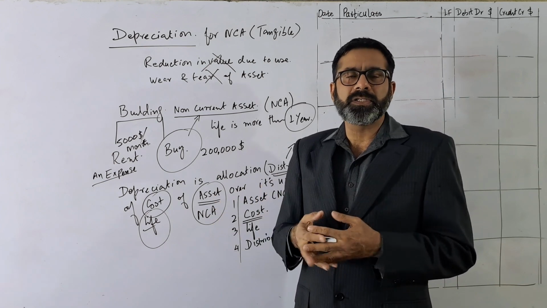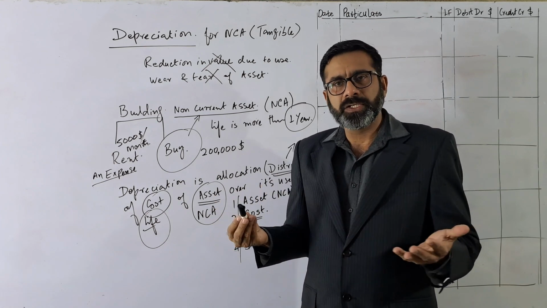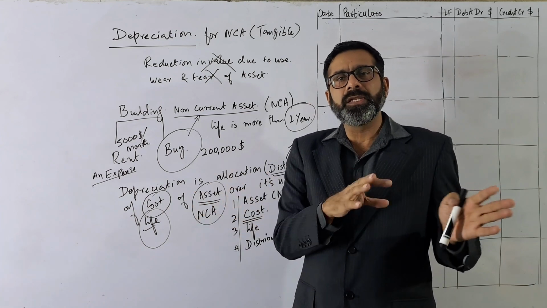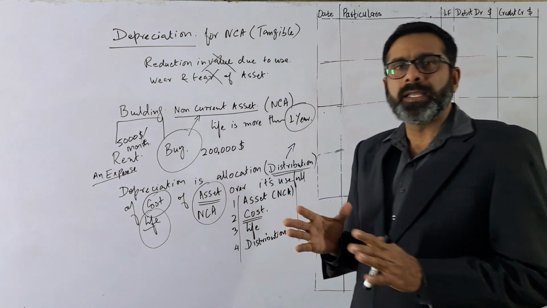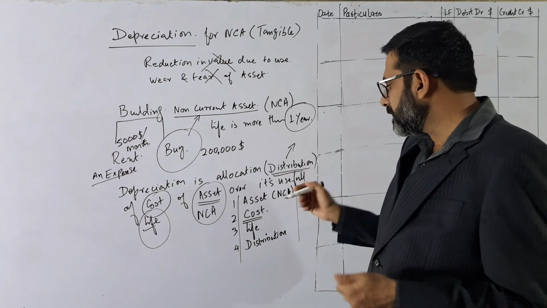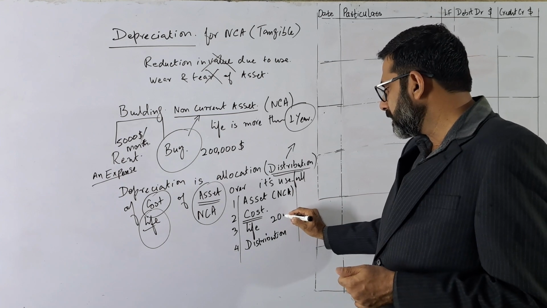So every month you are not purchasing a new building because it is finished or vanished or destructed. So it is normally for 10, 20, 50 years. We just assume it. For example, the life of this building is what? That is assumed to be 20 years.